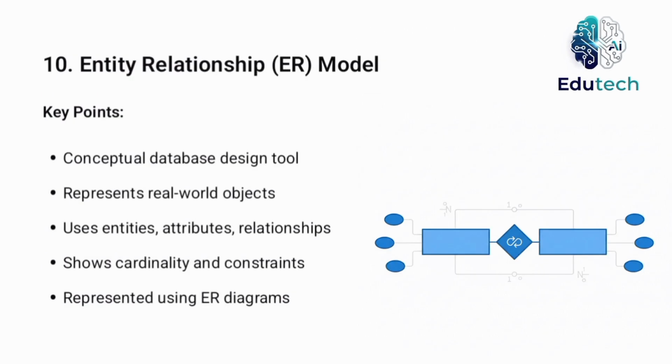Entity Relationship (ER) Model. The ER model is a conceptual data model used for database design. It represents real-world objects as entities, their properties as attributes, and associations between entities as relationships. Entities can be strong or weak depending on whether they have a primary key. Attributes describe entity characteristics and may be simple, composite, single-valued, multi-valued, or derived.